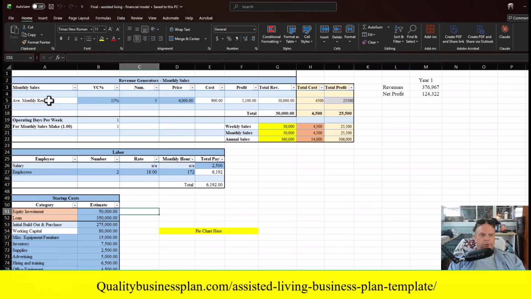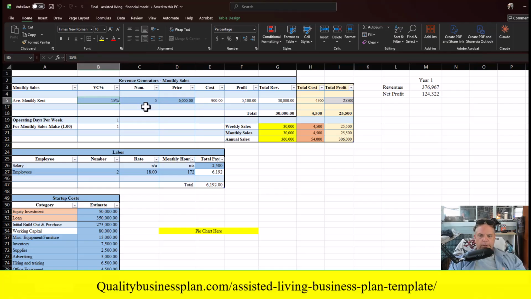And the starting point is going to be revenues. So we've got our average monthly revenues, and this is going to be the number of patients or number of clients or number of residents that you're going to have at your specific assisted living location. For this particular example, I'm saying we're going to have 5 individuals living at this location, and they are paying approximately $6,000 every month. And the variable cost is going to be about 15%.